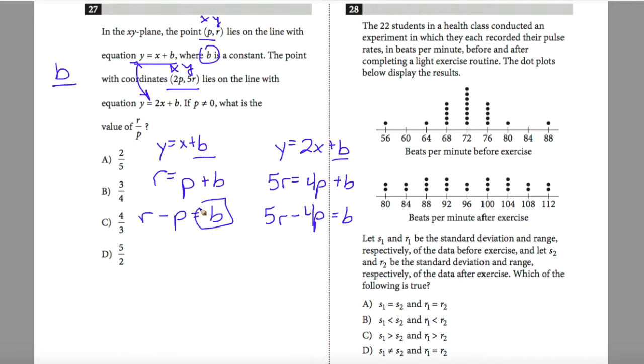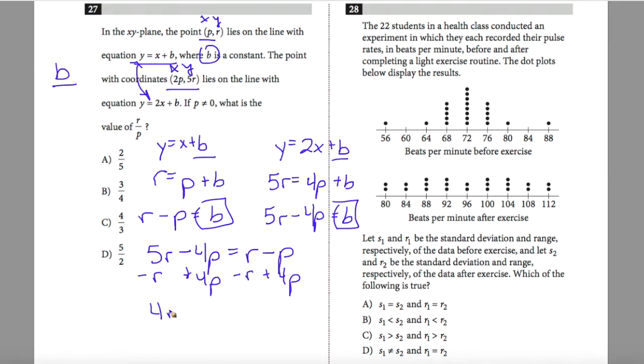Well, once again, remember, b is a constant, so they should be equal to each other. I can set these equal to each other then, and I'm going to say that 5r minus 4p equals r minus p. I'm now going to add 4p to each side. I'm doing this to attempt to keep it positive. And I'm going to subtract my r from each side to keep it positive.